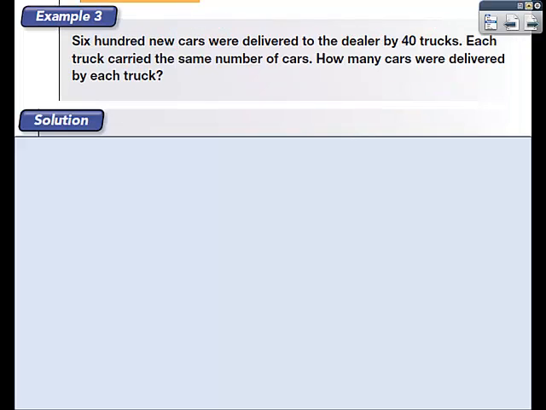600 new cars were delivered to the dealer by 40 trucks. Each truck carried the same number of cars. How many cars were delivered by each truck? Do this one without any help from me and see if you can come up with the right answer.